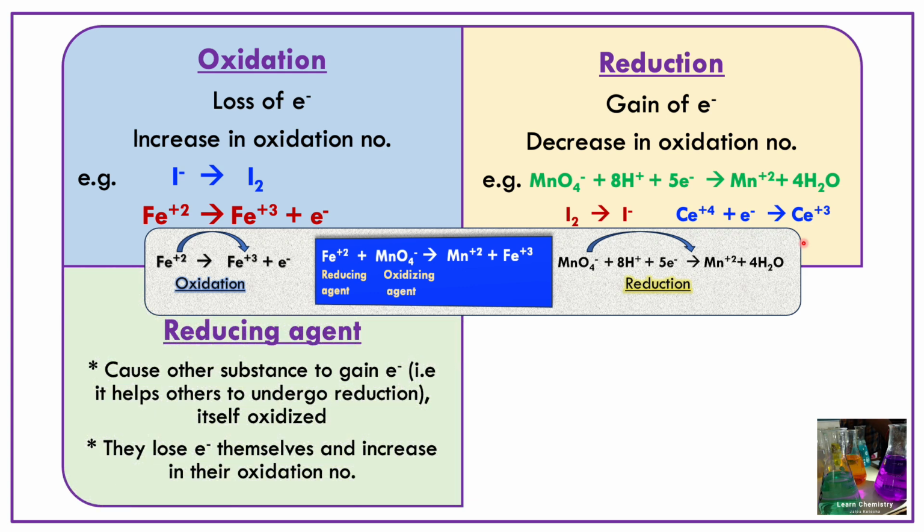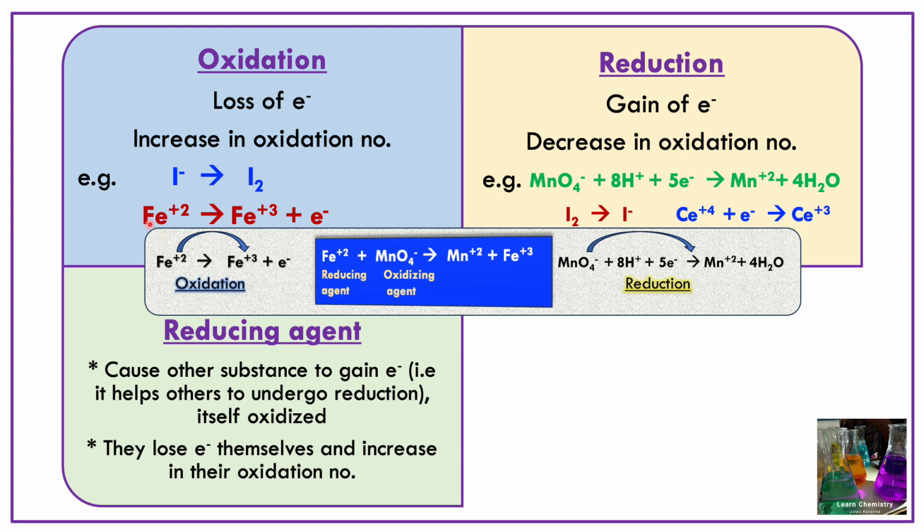Now let us understand the reducing agent. The agent that causes other substances to gain electrons, that is, it helps others to undergo reduction, itself gets oxidized. Now we will consider this in an example of an oxidation reaction where FeSO4, the ionic reaction we have taken, Fe2+ undergoes oxidation. Itself it acts as a reducing agent.